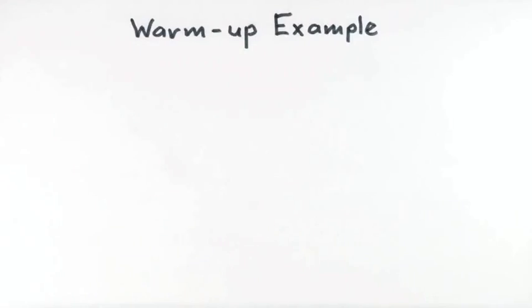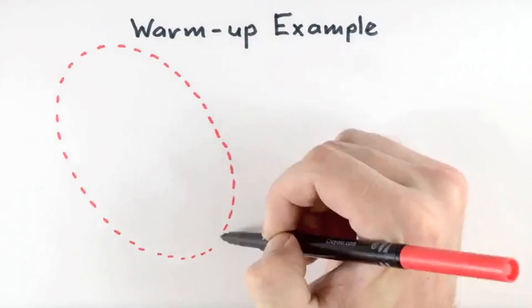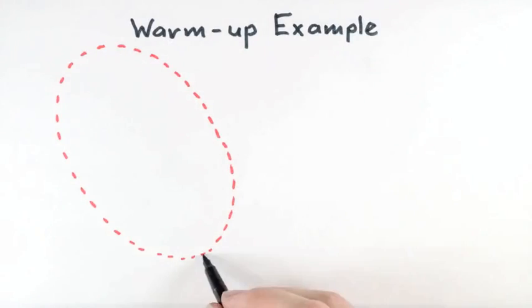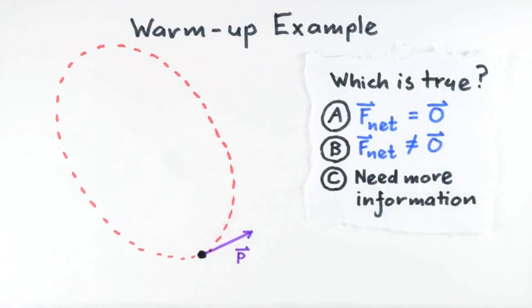As a warm-up, let's consider the motion of this presently unknown object, whose trajectory, whose path in space, we observe to be like this. The object is moving in the direction indicated by the arrows, and the position of the object is shown for a particular instant in time. At this instant, which of these statements about the net force is true? The correct answer is the net force is non-zero.